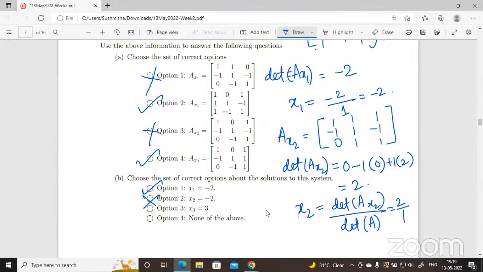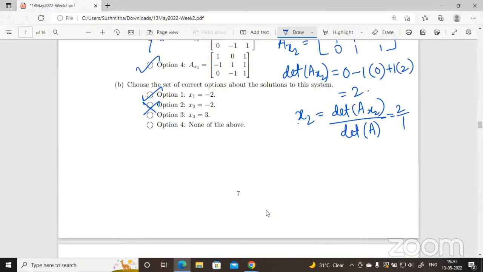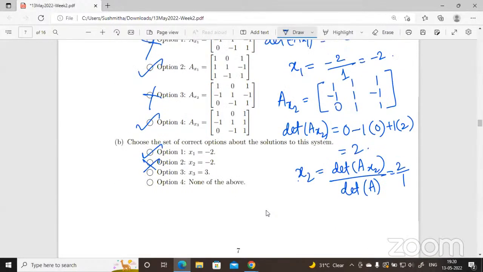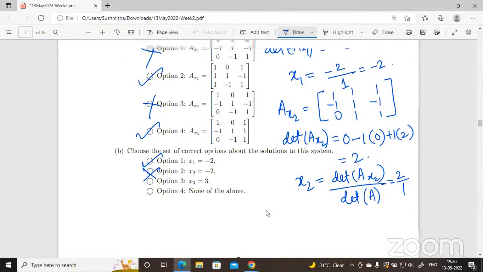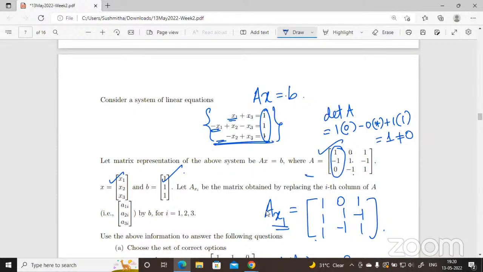Okay, AX3 is here. We calculate its determinant and then divide by determinant of A to get x3. Is it clear how to do it using Cramer's rule? Yes, ma'am. Determinant of A, how did you get that one? Is it already given? No, we calculated earlier. A is here, so we calculated its determinant.